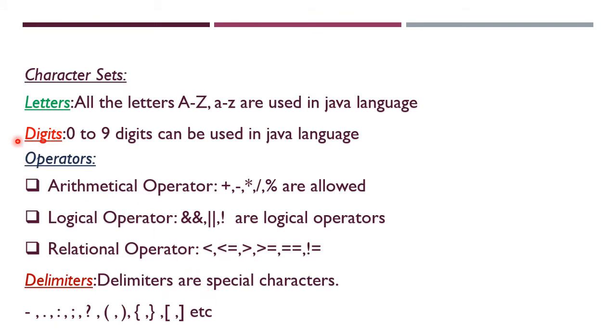How many categories of character sets are there in Java? Letters, digits, operators, and delimiters. Now we will move on to the next topic.